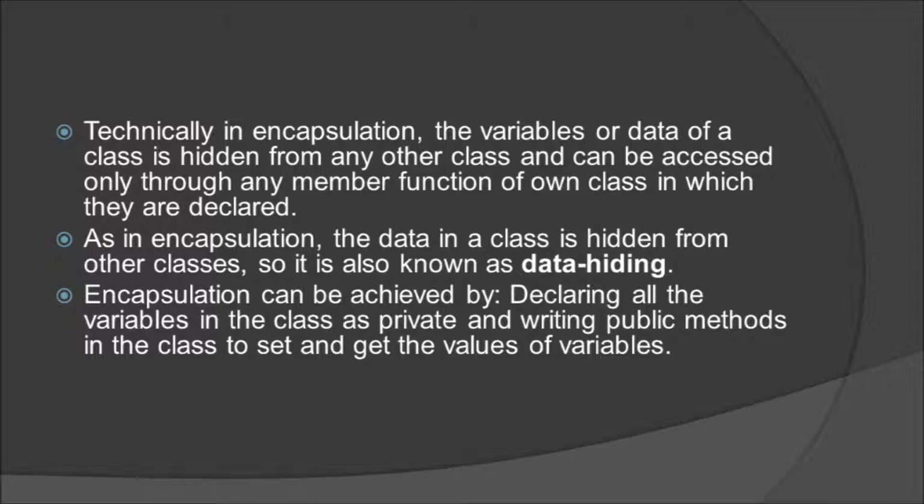Technically, in encapsulation, the variables or data of a class is hidden from any other class and can be accessed only through any member function of its own class in which they are declared. And in encapsulation, the data in a class is hidden from other classes, so it is also known as data hiding. Encapsulation can be achieved by declaring all the variables in the class as private and writing public methods in the class to set and get the values of variables.